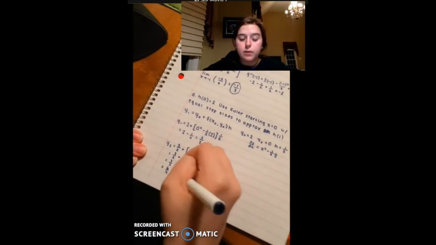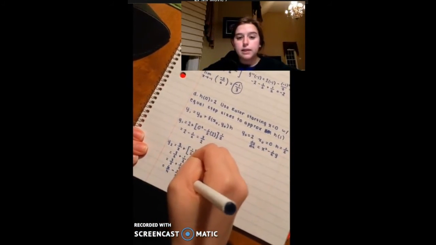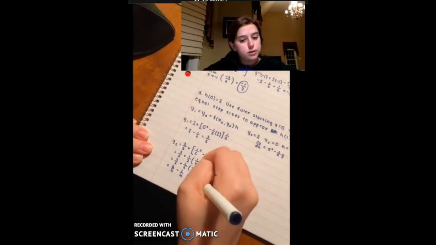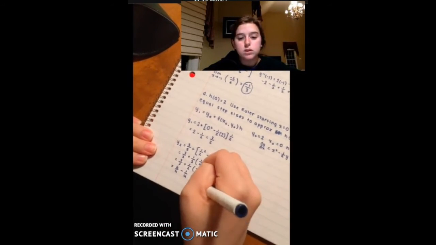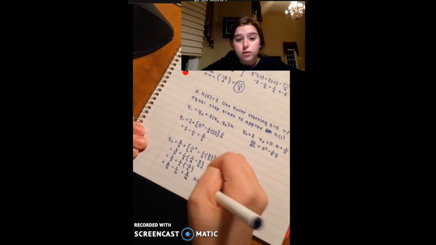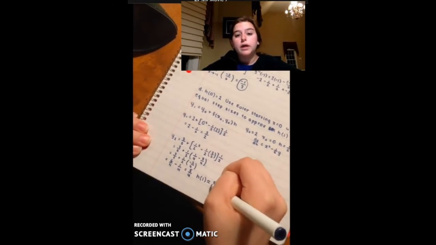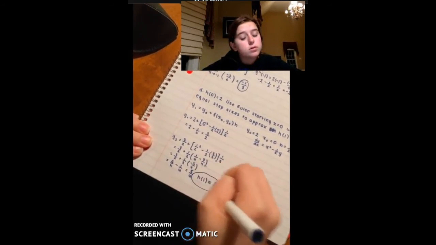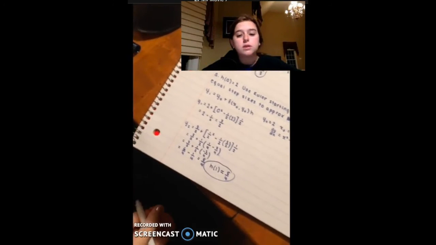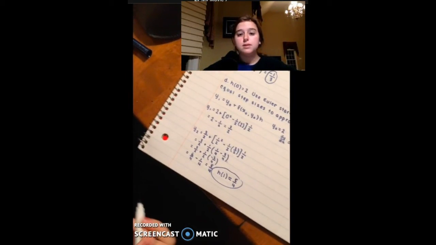And finally, we're going to find that y2 equals 5/4. So in other words, the approximation of h of 1 using Euler's method with those 2 equal step sizes is going to be 5/4. Ta-da!